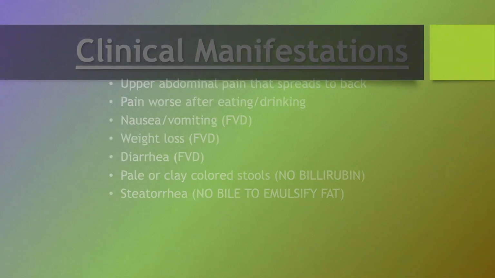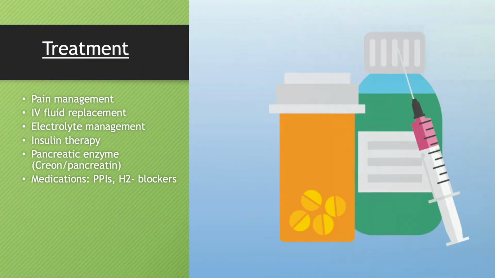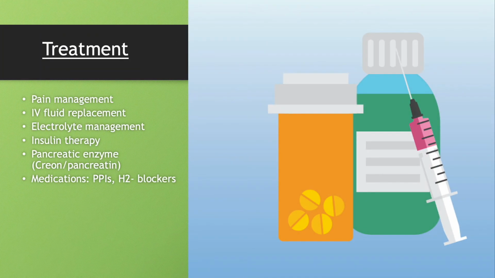Now, pain management is very important for these individuals, as well as IV replacement, guys. Remember, there's possible hypovolemia, so giving isotonic solutions is going to be important. We're going to manage the electrolytes due to the vomiting and diarrhea because we are losing them through those processes.